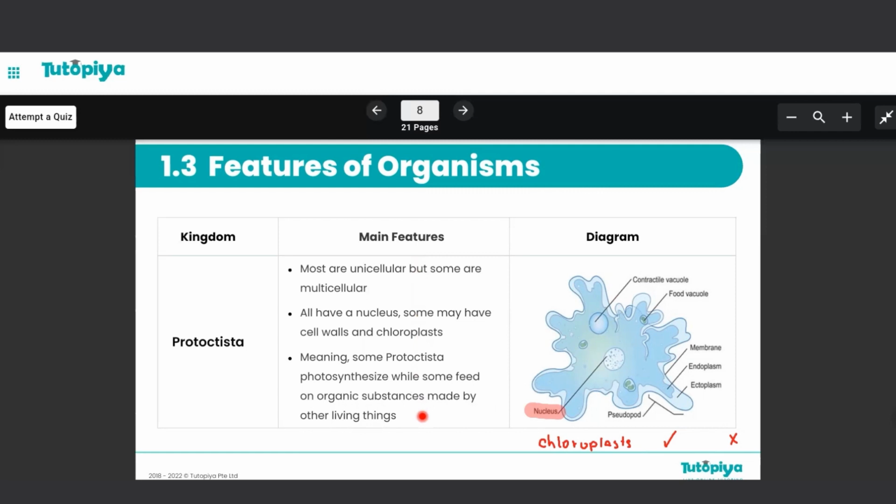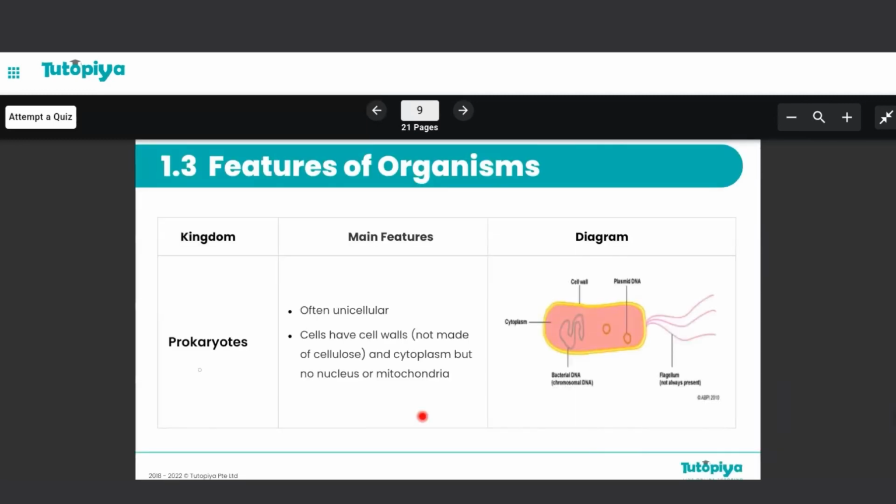So now that brings us to our fifth and last kingdom, the kingdom of the prokaryotes. When talking about the prokaryotes, the main feature is that they are often unicellular. They have cell walls that are not made up of cellulose, and cytoplasm, but no nucleus or mitochondria. So let's take a look at the diagram of a prokaryotic cell.